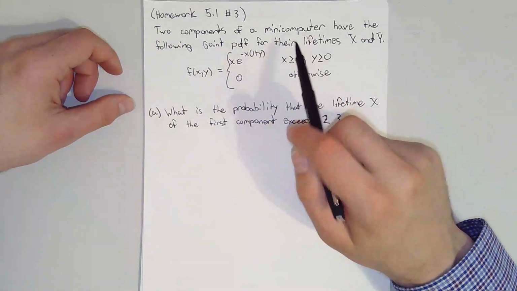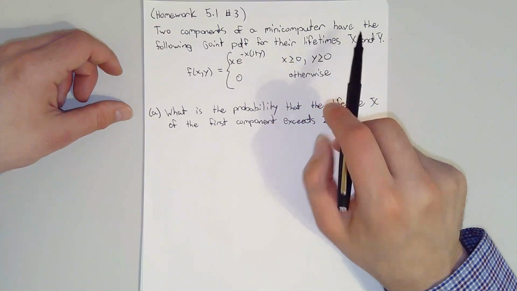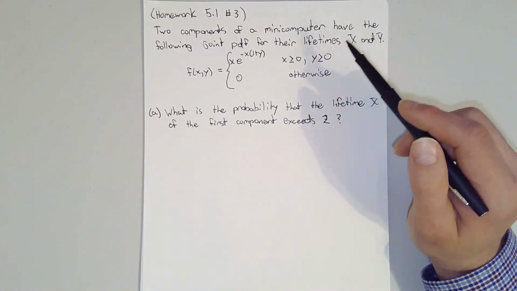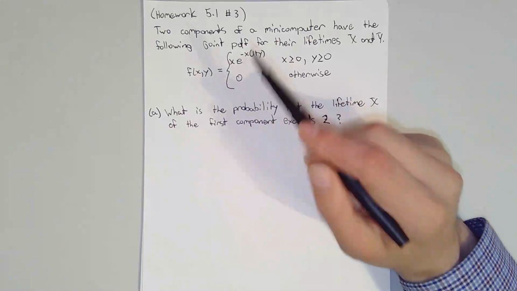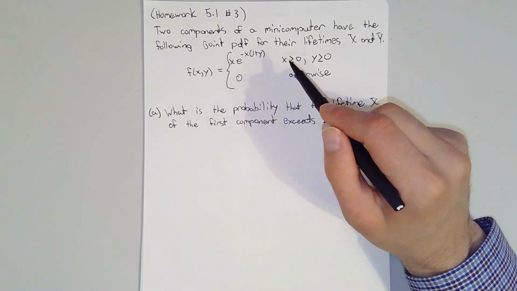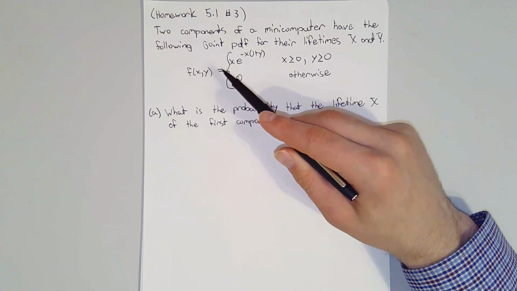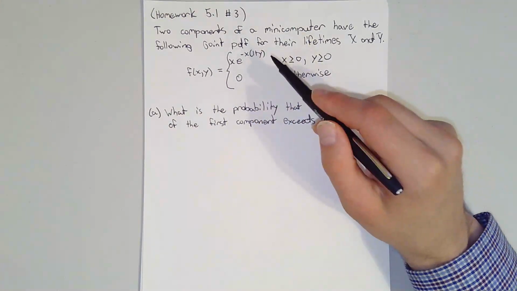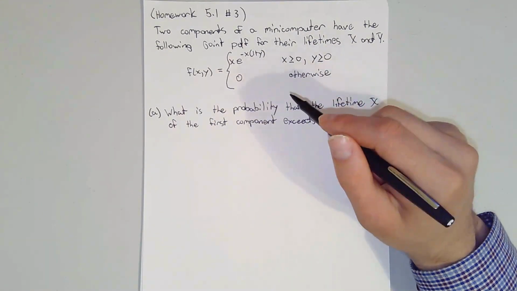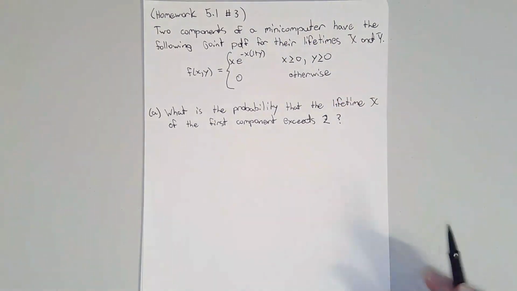Two components of a mini computer have the following joint PDF for their lifetimes, capital X and capital Y. So the lifetimes of these two things depend on one another, and it's given by this joint PDF. So f of little x, little y is given piecewise, and we can see the support of the function, or where the function is non-zero, is in the first quadrant, or in other words, where the two variables, little x and little y, are positive. So given this joint PDF, we have the first question.